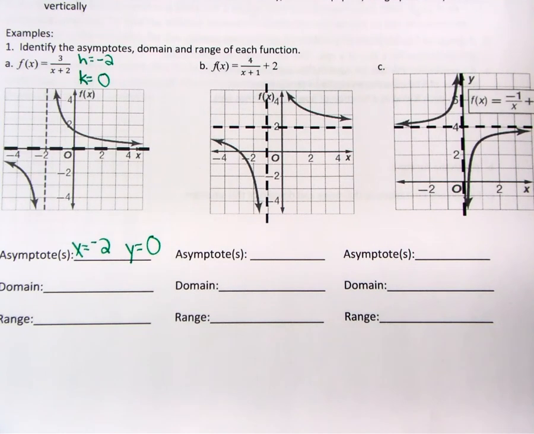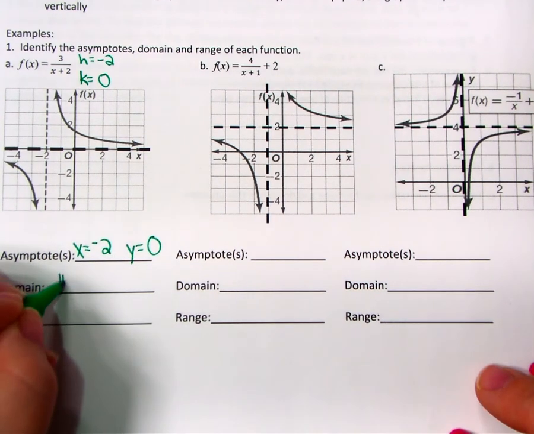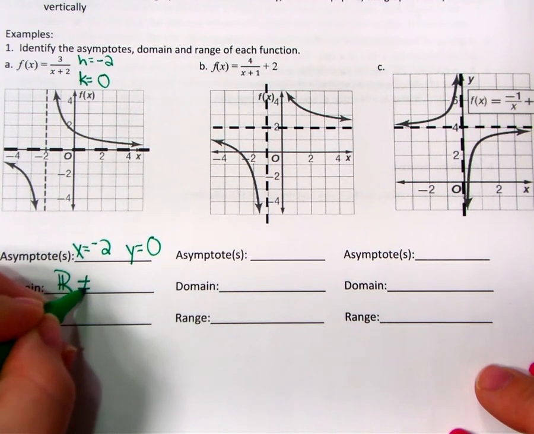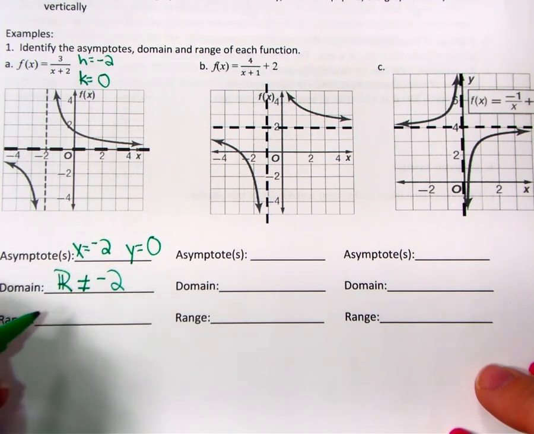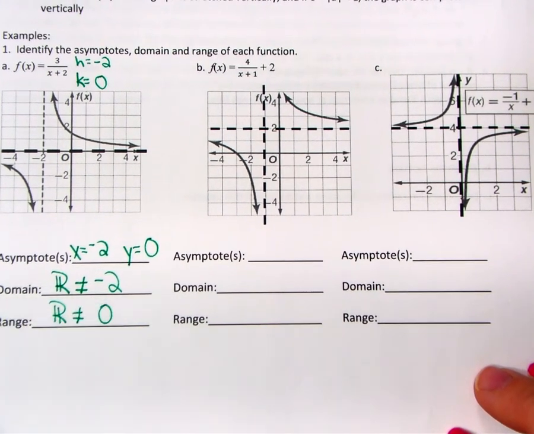Then we have to list the domain and range. Your domain and range is all of the x values except for where it would touch the asymptotes. So I have domain, in this case, all real numbers except -2. And for the range, all real numbers except y can't equal 0.